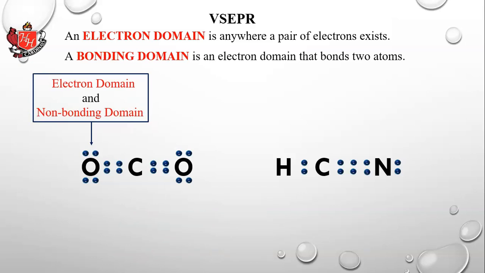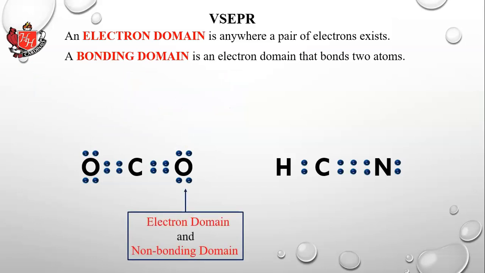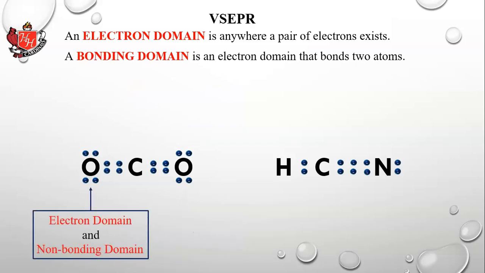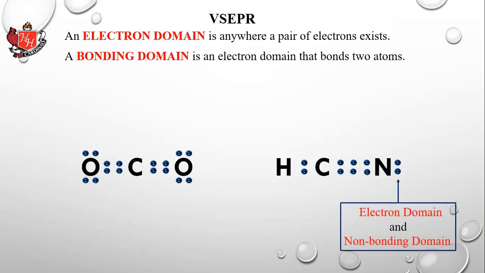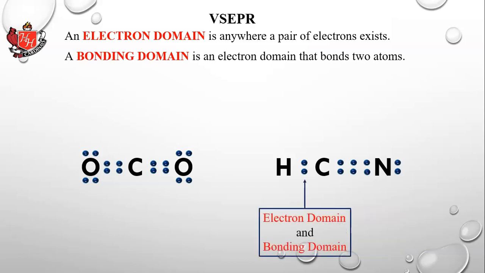That lone pair is an electron domain, and it's a non-bonding domain. That's an electron domain and non-bonding domain. Same thing there, electron domain and non-bonding domain. Let's go over to the other molecule. That's an electron domain and a non-bonding domain. This triple bond is one electron domain and one bonding domain. The word domain just means a place, a location. And finally, this single bond is one electron domain and one bonding domain.